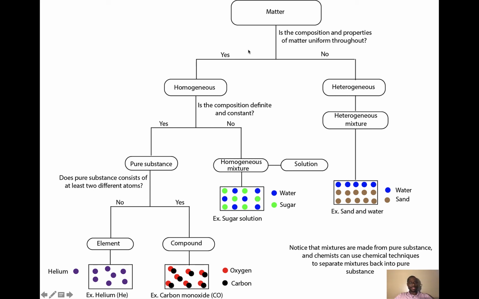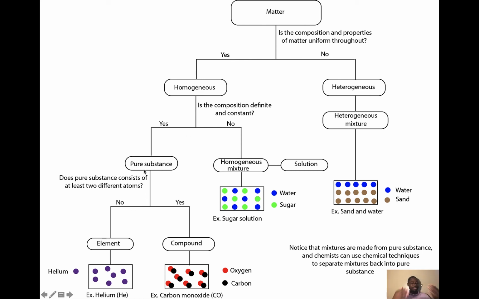If it's yes, as you can see here, you don't have constant composition. You just have, is the composition and properties of matter uniform throughout? If it's uniform throughout, then that means that it's homogeneous. Now, if it's homogeneous, it can either be a pure substance or a homogeneous mixture. So you ask yourself again, is the composition definite and constant? Has it got a fixed composition? If yes, then you are dealing with a pure substance.